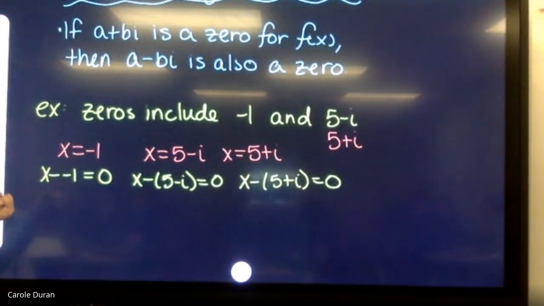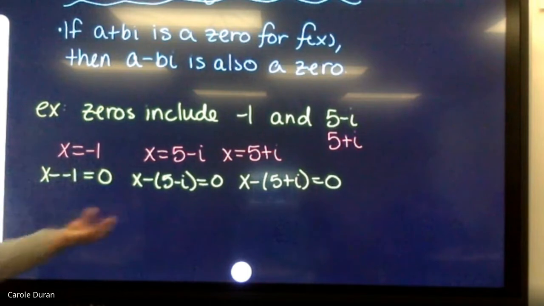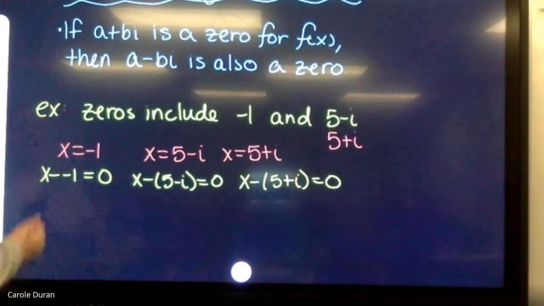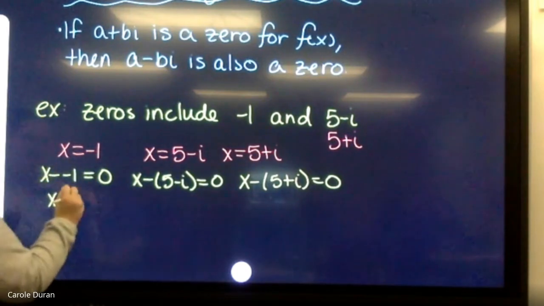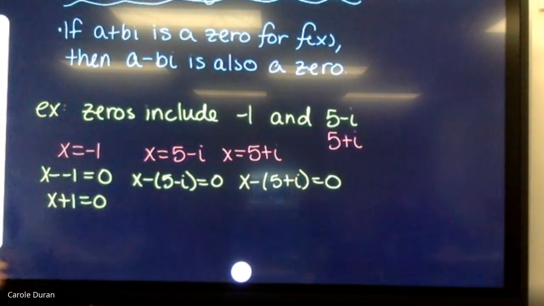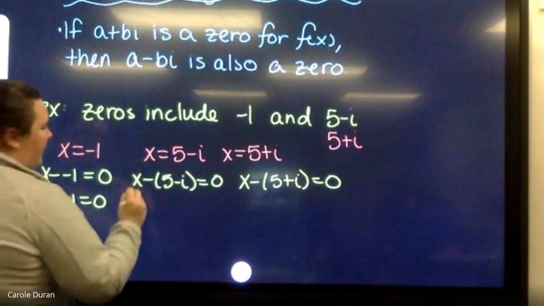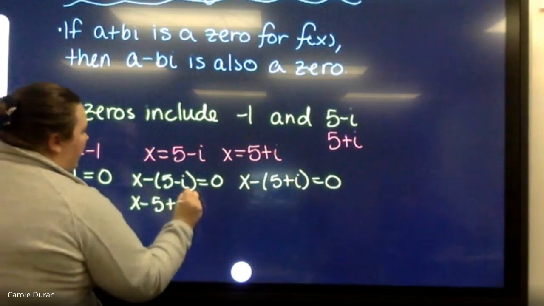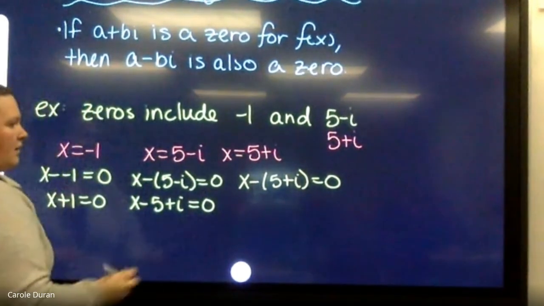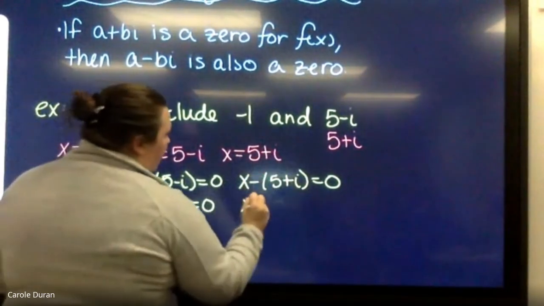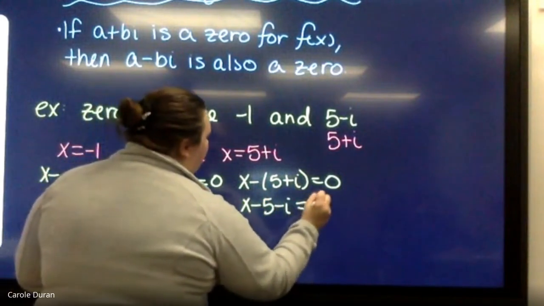You don't flip the sign. We will in a second. I just showed you how I moved it first. Of course, once we do that, we can simplify it a little bit, make it easier to work with. X minus a negative becomes x plus 1. I can distribute the negative in this one, so I get x minus 5 plus i equals 0. I can distribute the negative in this one, and I get x minus 5 minus i equals 0.